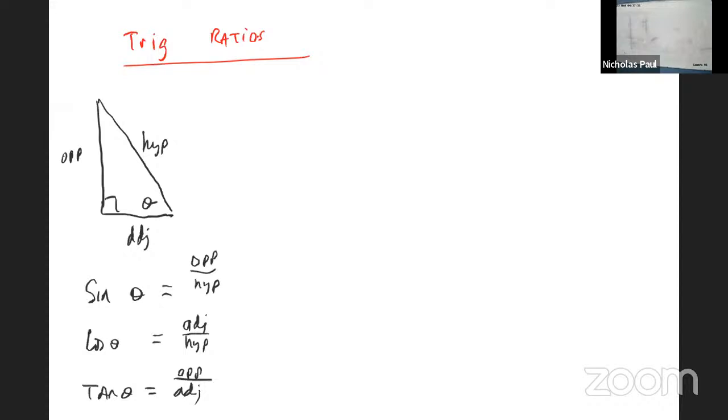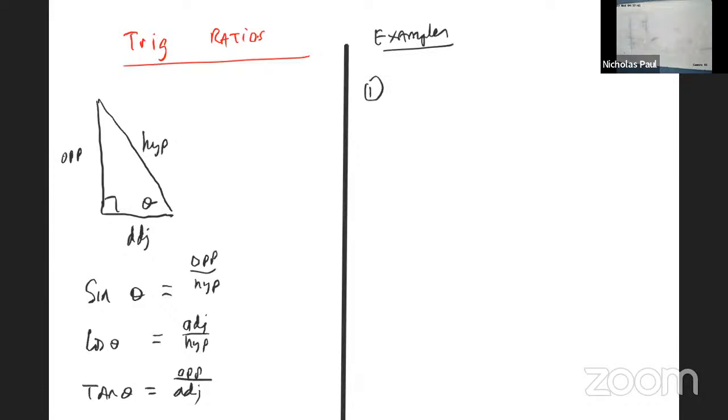Right, copy that down and we're going to jump into some examples. We have a calculator, right? Yes. So what's the word under sine, cosine? COS, cosine, tan.